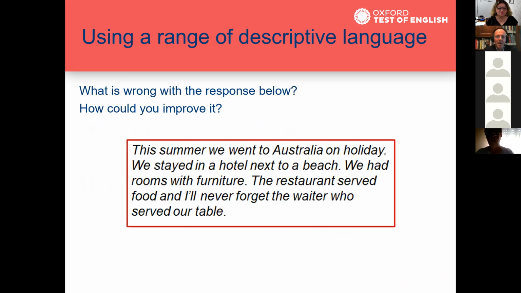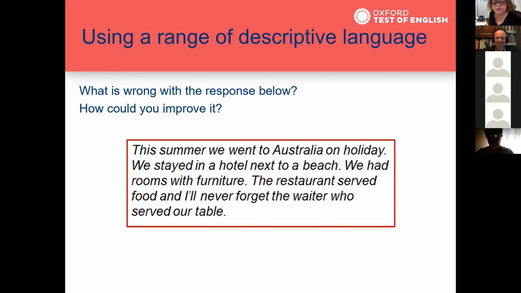Okay. This summer, we went to Australia on holiday. We stayed in a hotel next to a beach. We had rooms with furniture. The restaurant served food and I'll never forget the waiter who served our table. Okay, there's nothing wrong with it from a grammar point of view. The grammar is perfectly okay.